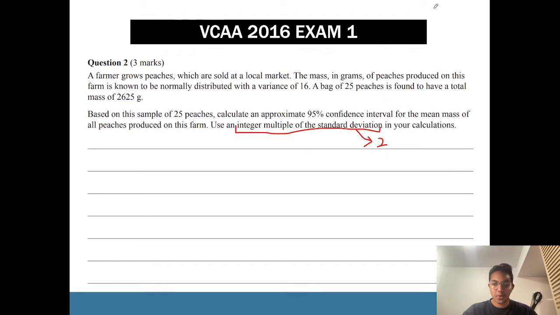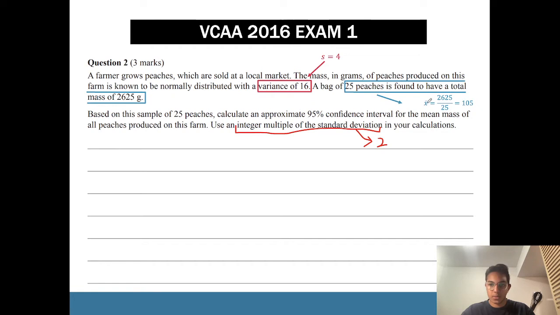Hopefully you guys have read the question, identified some of the key bits, and so now I'm just going to quickly run through its solution. Okay, so first thing I want to note is that it's telling me that my variance is 16, so my standard deviation is going to be 4. All right. Then I can use this to work out my sample mean, right?